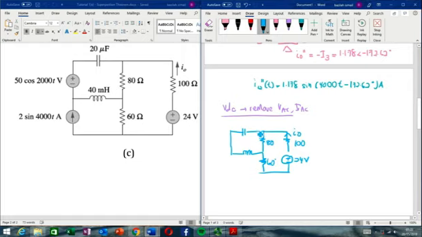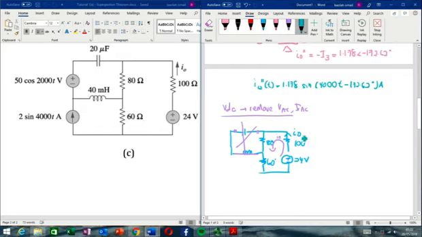Alright. Okay, for DC source, the frequency will be 0. So for XC, this one will be open circuit, and this one will be short circuit. So basically, we just ignore this loop. Okay, so we only have one loop here. Right, so basically we calculate current here to get I naught.